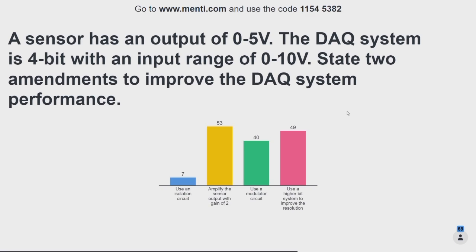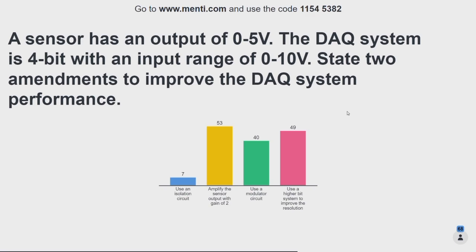Use a modulator circuit. This application isn't necessarily to do with a modulator or a demodulator. We're looking at optimizing performance. We don't apply a modulator and a demodulator to something like a strain gauge. So that's an erroneous answer.